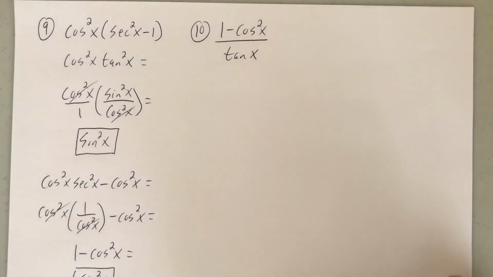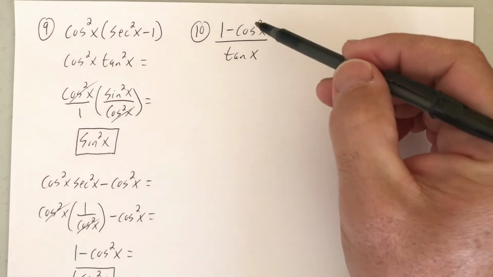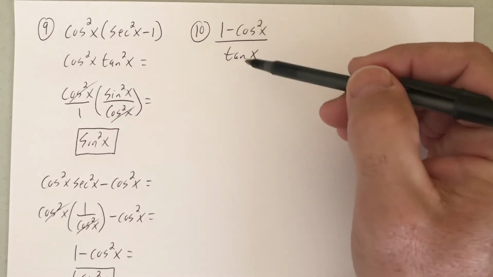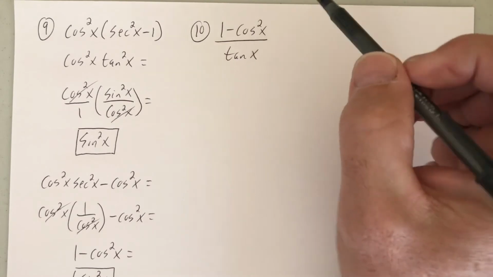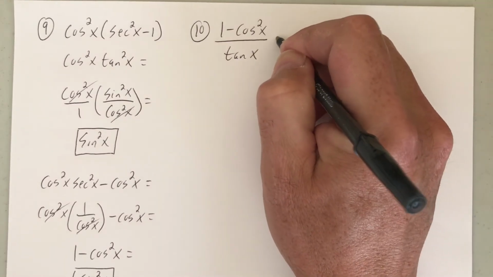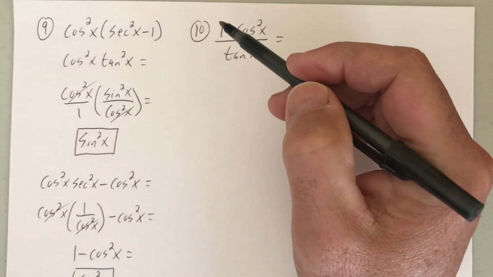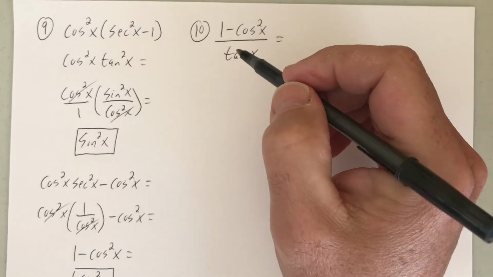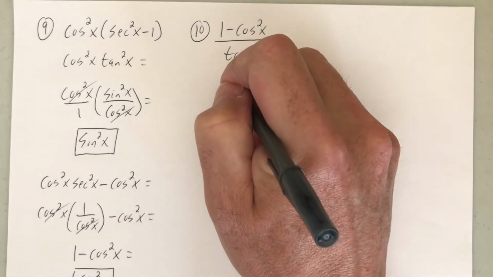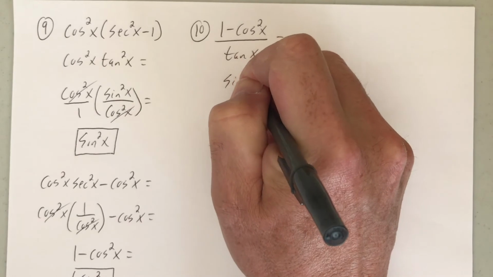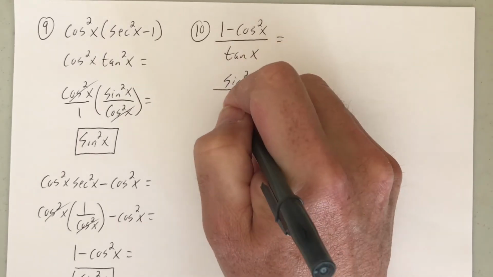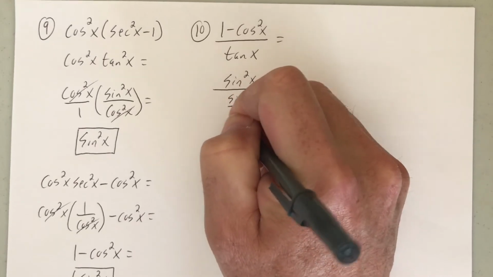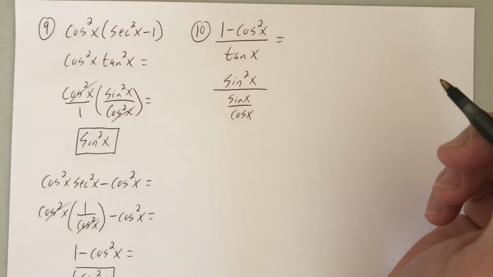So I'm looking at this problem and I'm thinking I'm probably going to look at my Pythagorean identity, and then I'm probably going to want to change this to sine over cosine. And that's exactly what I'm going to do. So 1 minus cosine squared x is equal to sine squared x, again in your Pythagorean identity. So I have sine squared x over tan, which is sine x over cosine x.